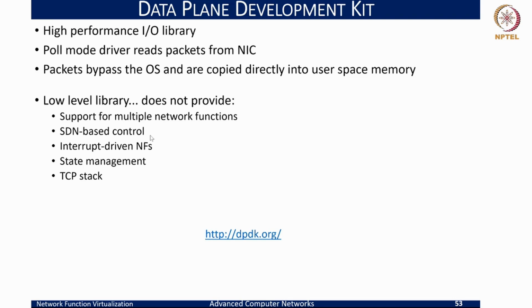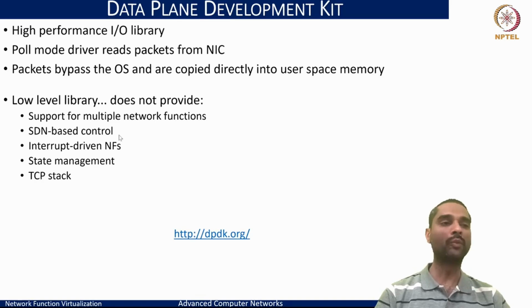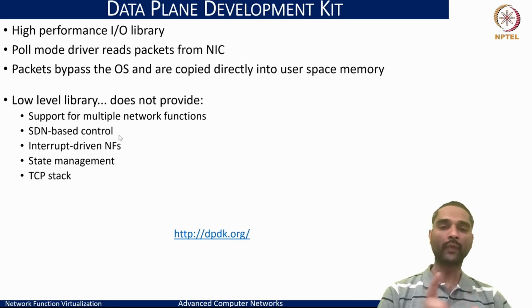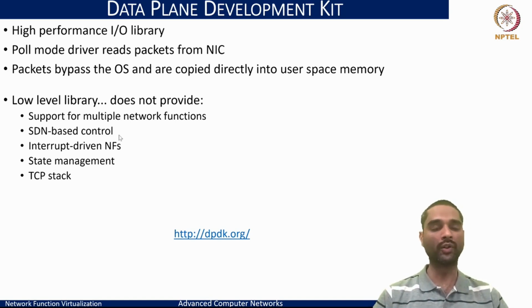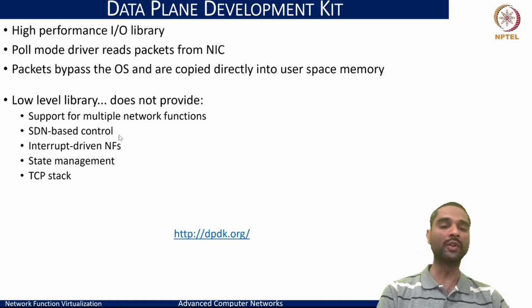In fact, when we bypass the kernel, we no longer have the luxury of a TCP stack that used to do the reliable packet handling between the two ends. Now all of that has to be pushed onto the network functions themselves. That means we need a user space TCP stack if we have to support TCP connections like HTTP or TLS correct termination. Network functions now need to additionally support this TCP stack if they have to utilize this Data Plane Development Kit.